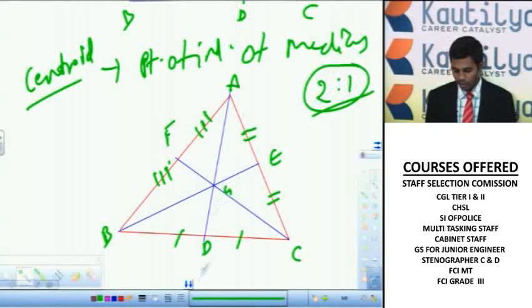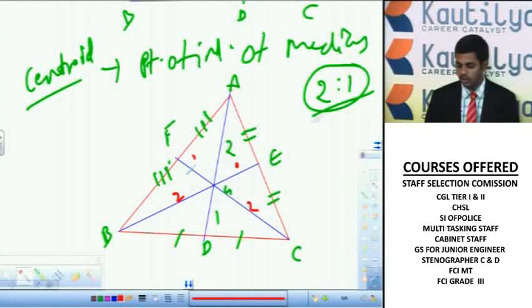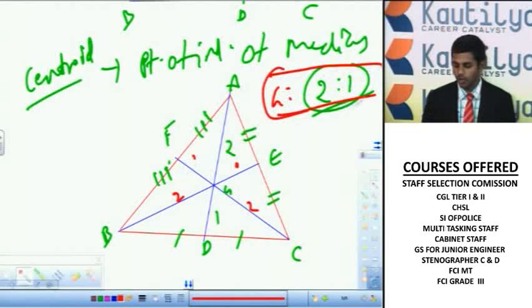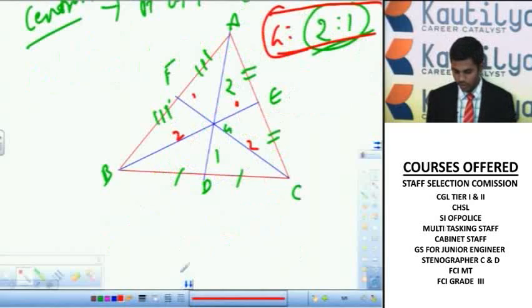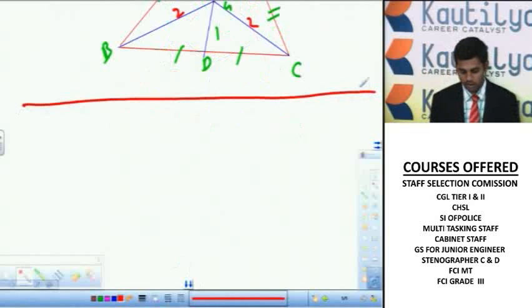Since AD is one median here, G is the centroid, and this centroid will divide the median in a 2:1 ratio, two parts being towards the vertex, that is towards A, and one part being towards the base. Similarly, BE is also a median, and the centroid G divides it in the ratio 2:1, and similarly CF in the ratio of 2:1. So the centroid G divides the median in the ratio of 2:1. This is a very important representation for medians.